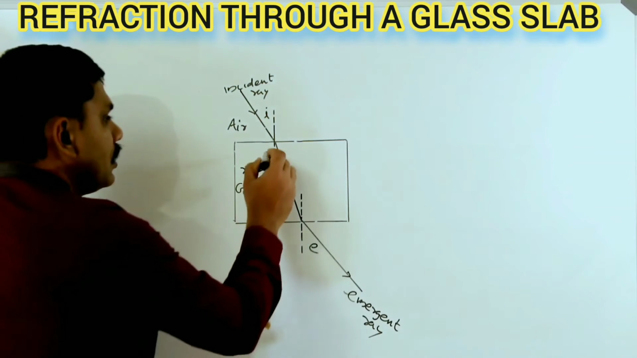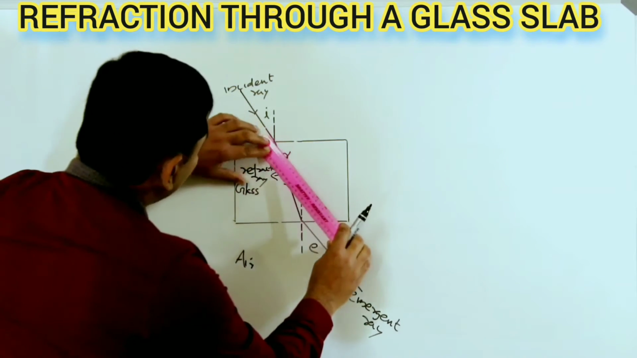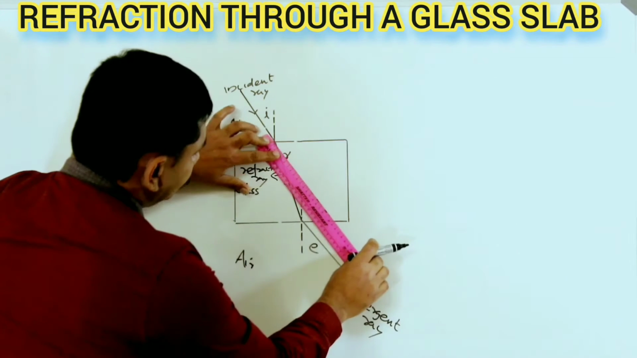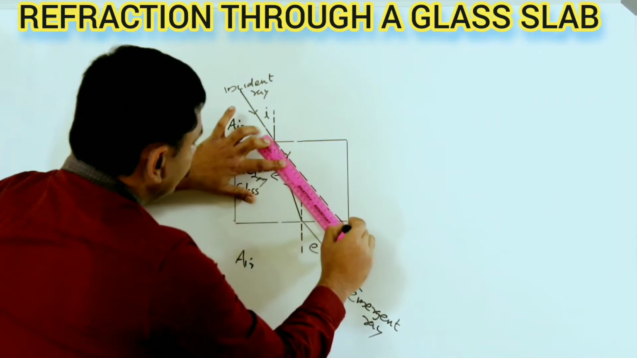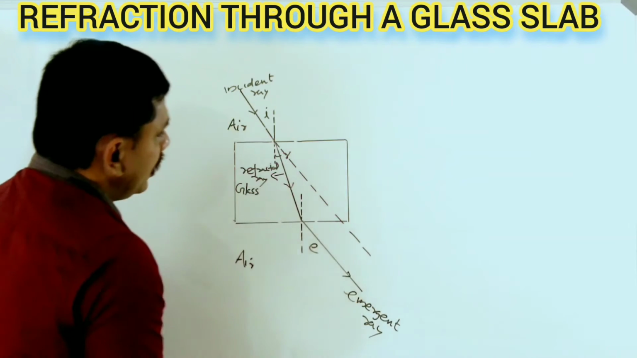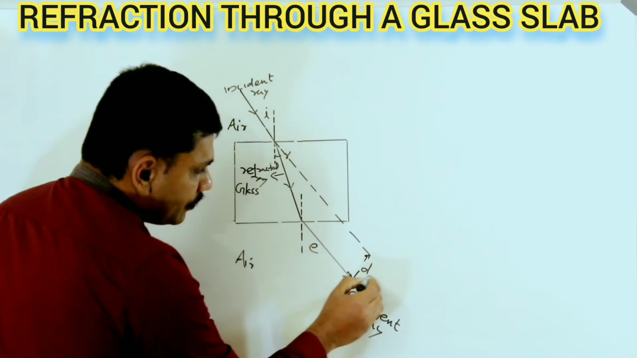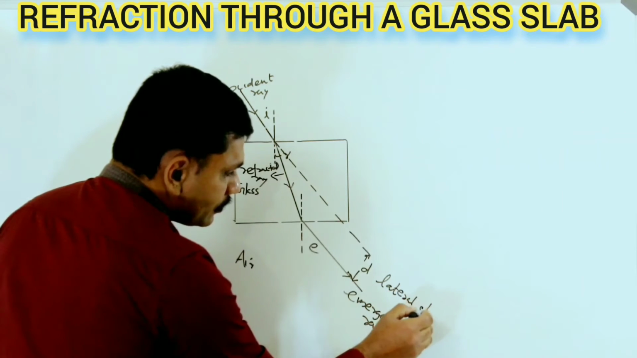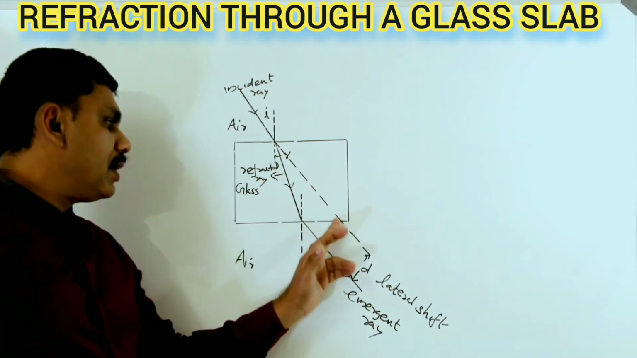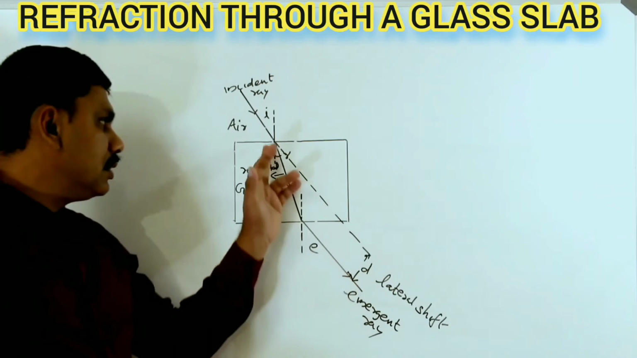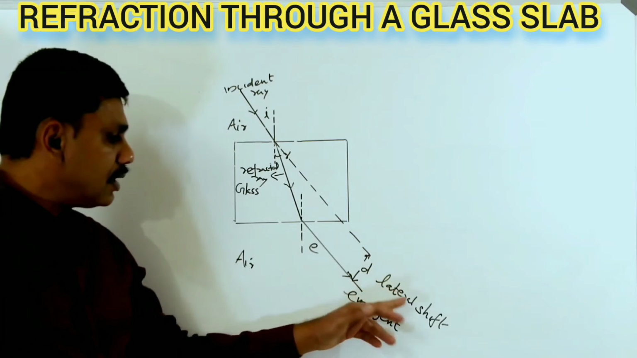So this is the angle of incidence, this is the angle of refraction, and this is the angle of emergence. If you extend this ray, if there was no refraction, the ray would pass like this. And this is known as lateral shift. If there was no refraction, the ray would pass like this, along the dotted line, and this is the emergent ray. The separation between them is known as lateral shift.